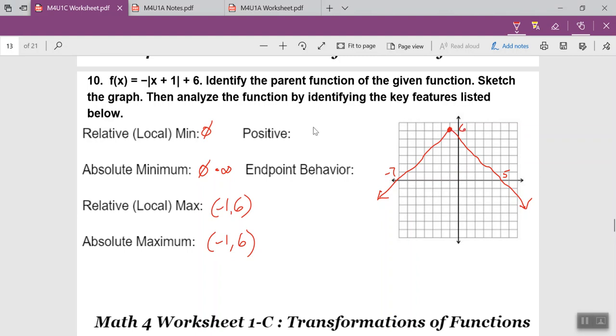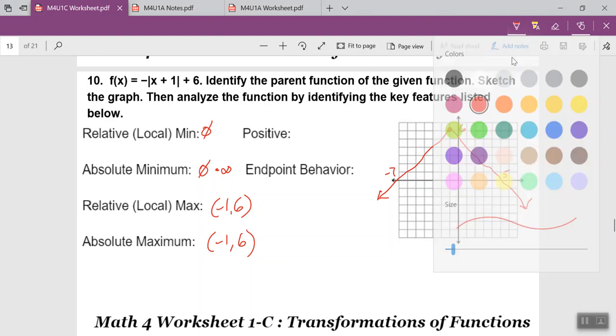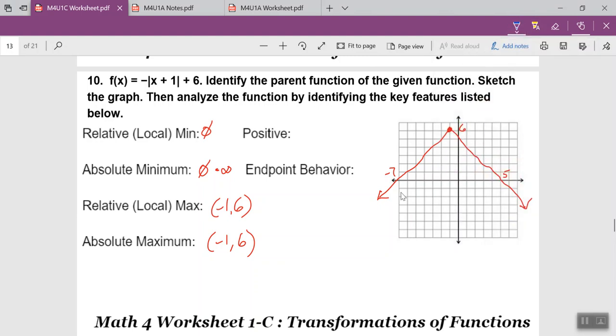Now, the positive values, picking up from up above, it goes from negative infinity to negative 7, to 5, to positive infinity. And the positive values are going to be from negative 7 to 5. That's where everything is above the line there. And of course, we can't include those. There's no brackets here because where it crosses the x-axis, those are 0 values and they're not positive.